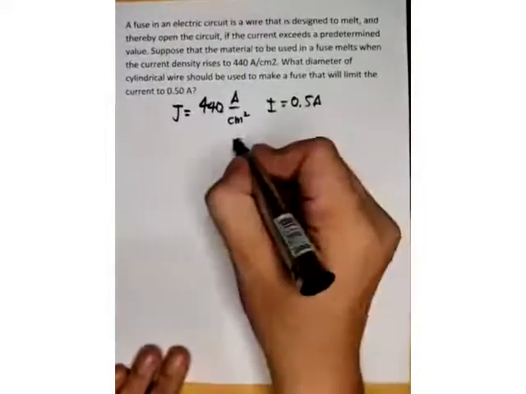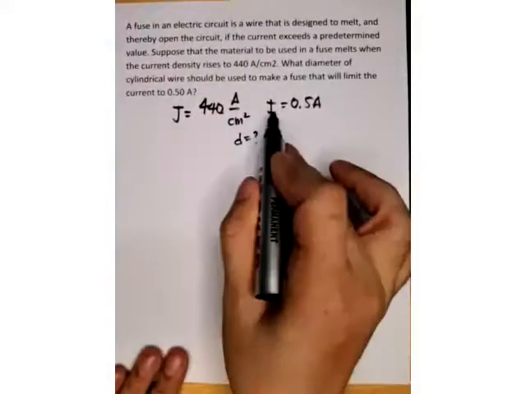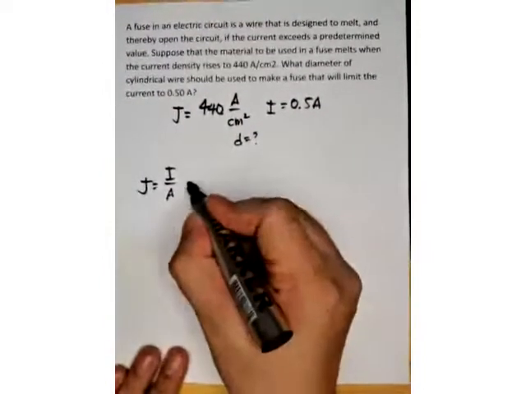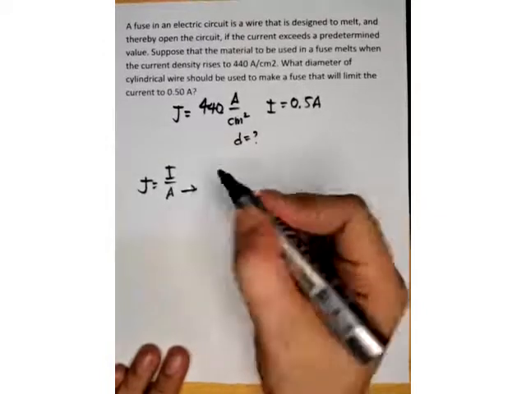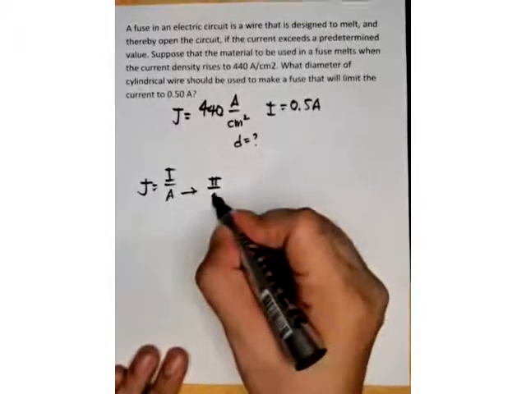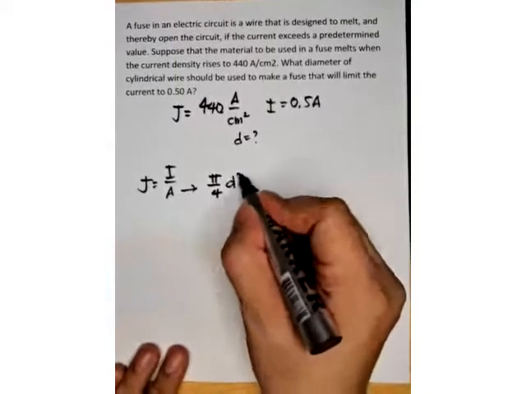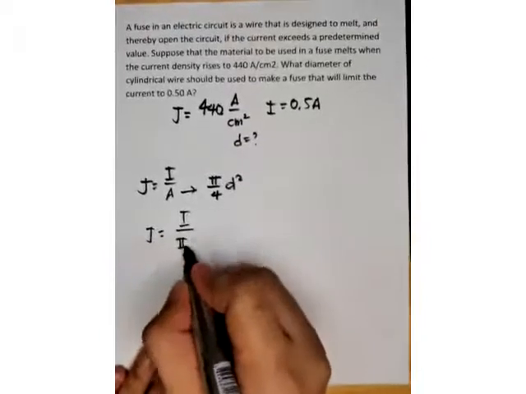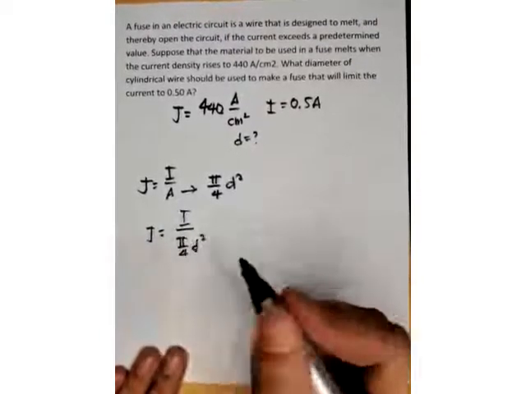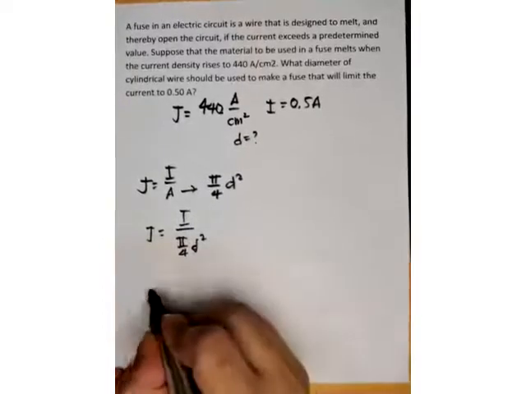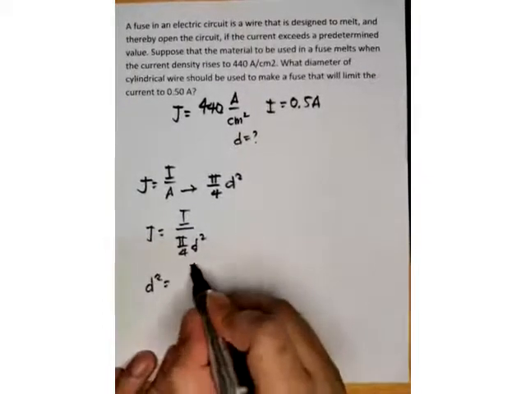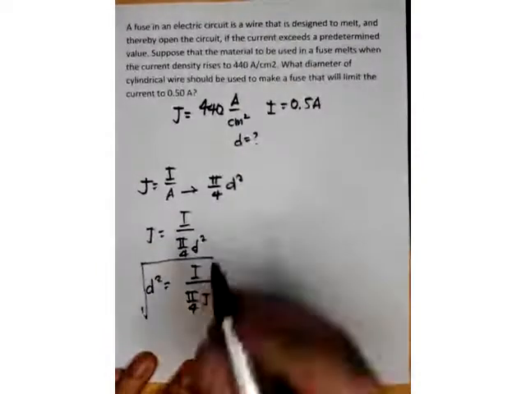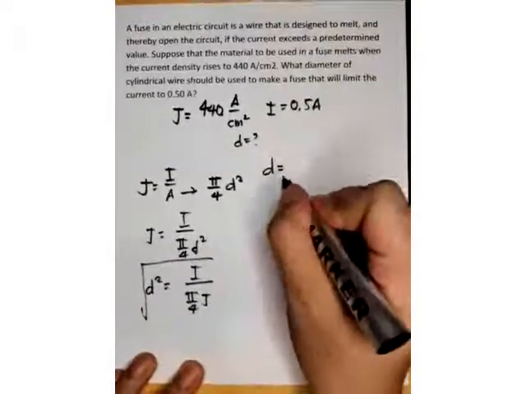Ayan. So, tinatanong ano daw yung diameter. Now, how are these two related? Ang J kasi ay equal siya sa I over A, wherein A is equal to, since cylindrical yan, pi over 4 d squared. Ayan. So, therefore, J is equal to I over pi over 4 d squared. Cross multiply lang natin. So, ibig sabihin, d squared is equal to I over pi over 4 J. And then we take the square root of both sides.